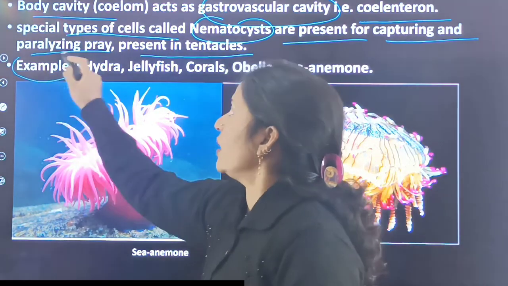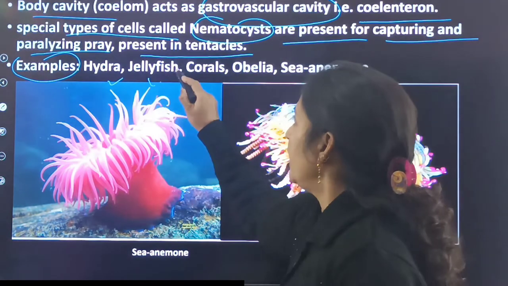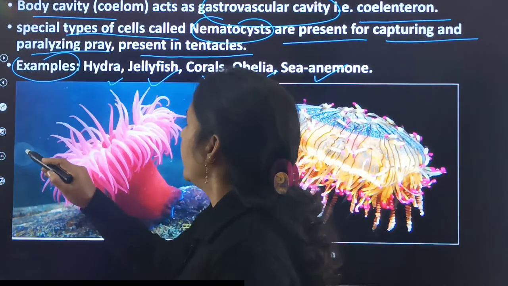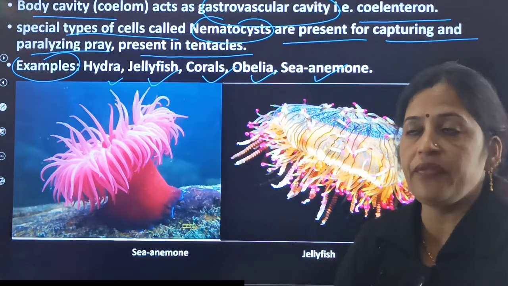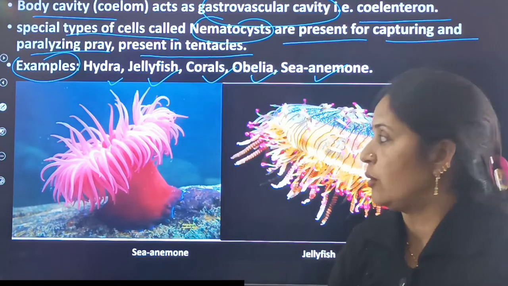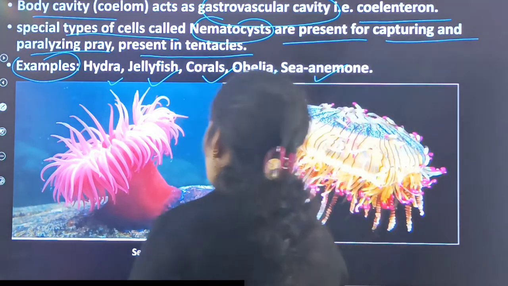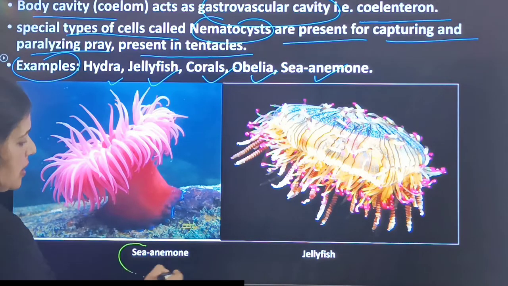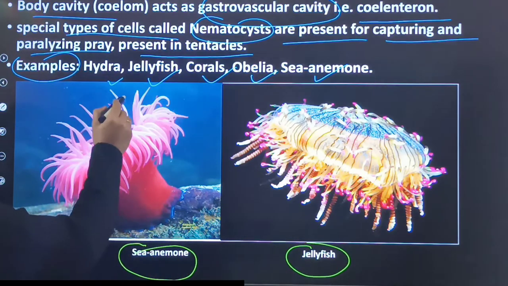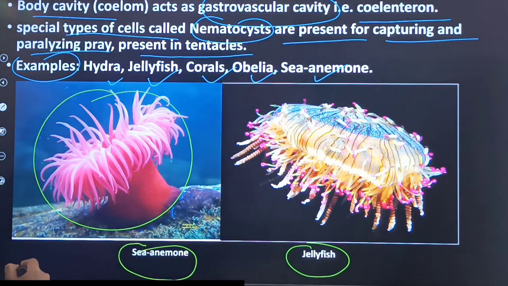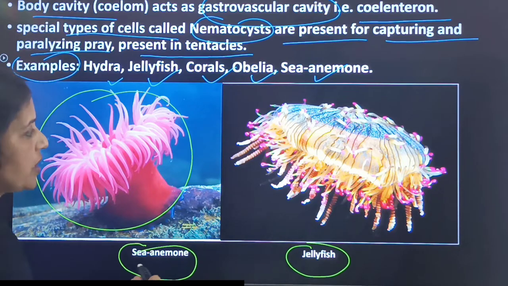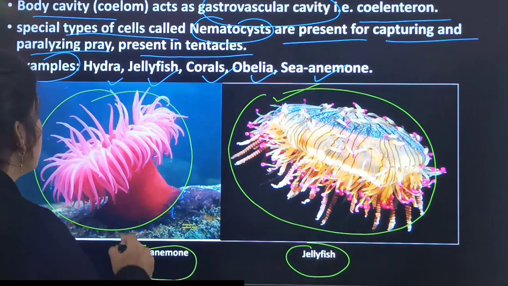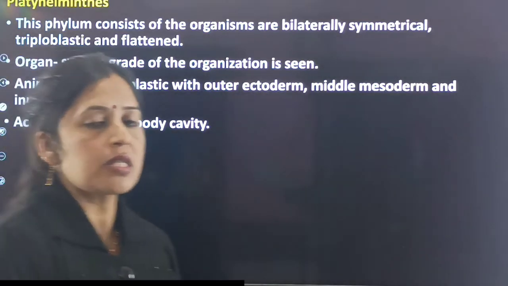Common examples of the Coelenterata are hydra, jellyfish, corals, obelia and sea anemone. These are the diagrammatic representations of the Coelenterata. This is the sea anemone, and this is the jellyfish. Both are examples of the Coelenterata.